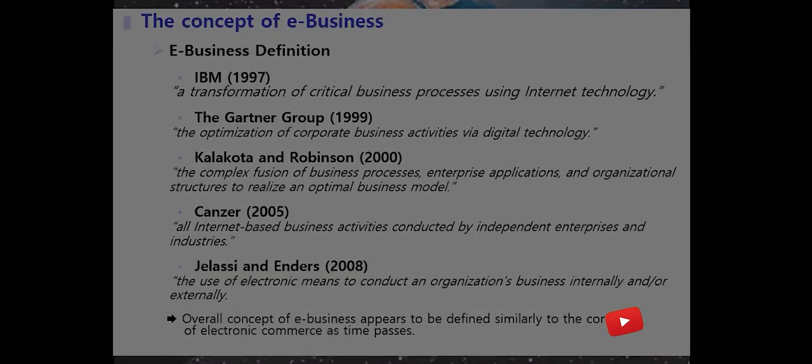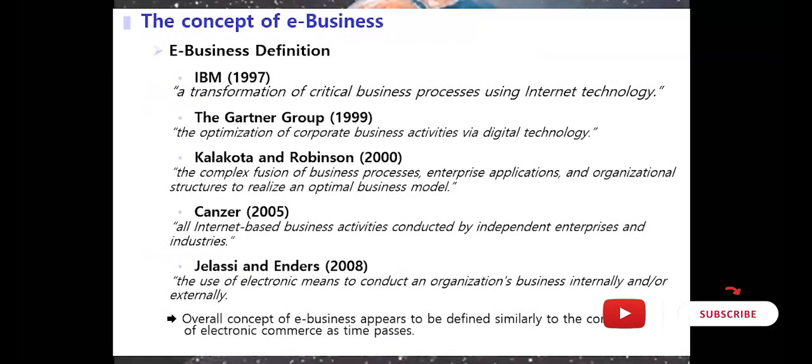Okay, so Gartner, a very popular company in technology, said in 1999 that e-business is the optimization of corporate business activities via digital technology. So what is e-business from their point of view? They said that it is optimization. What do you mean by optimization? It means enhancing with respect to time and with respect to processes. So optimization is a very important thing.